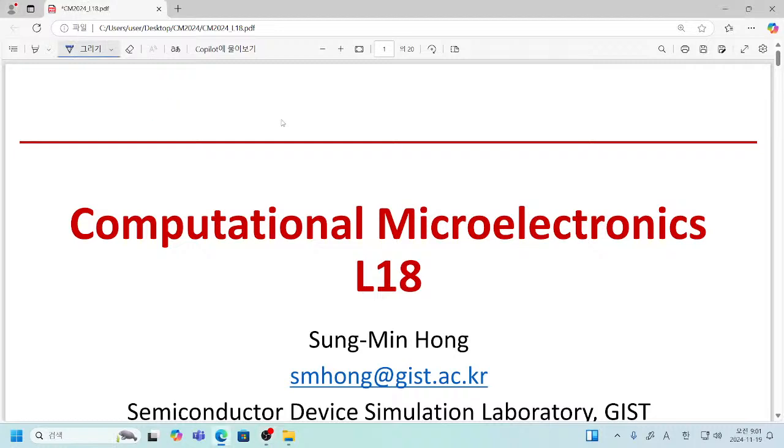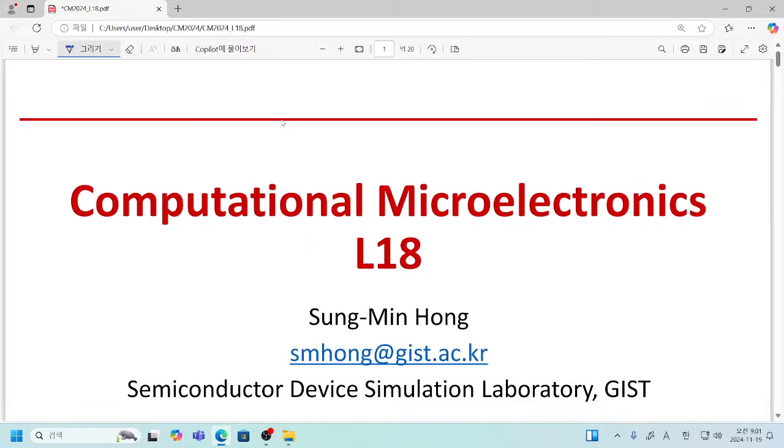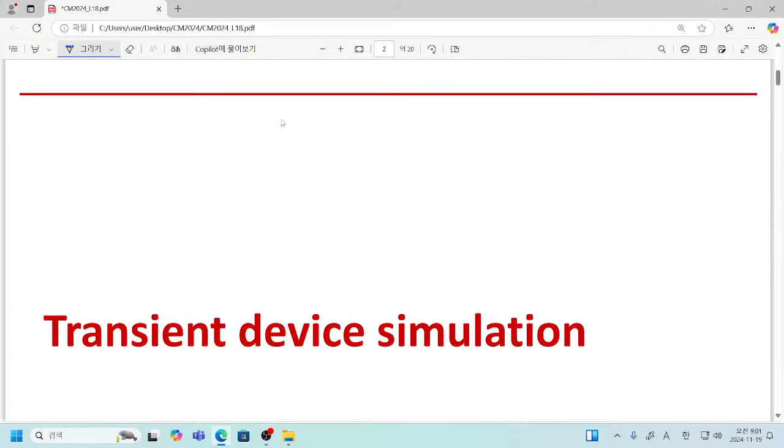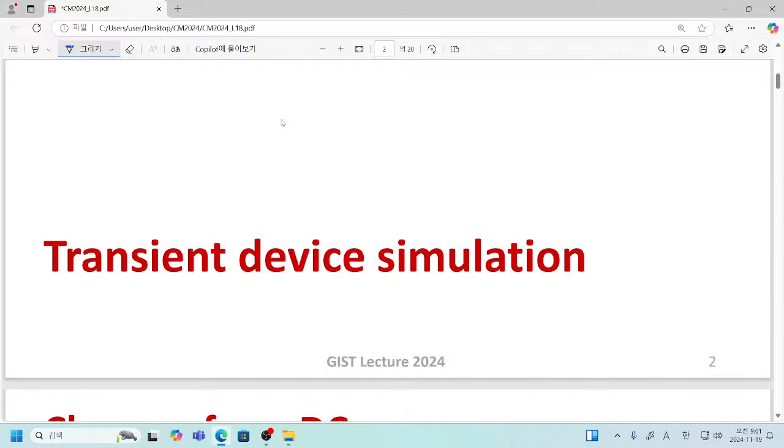Okay, today's lecture is lecture 18 of our semester. So now let's just dive into our next topic. We are currently working with the drift diffusion solver.